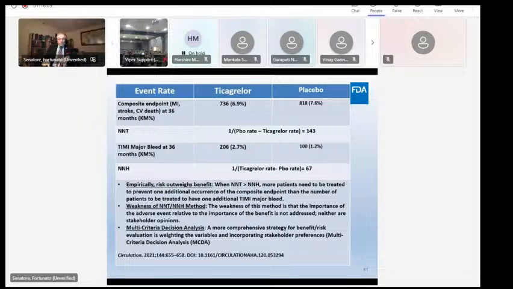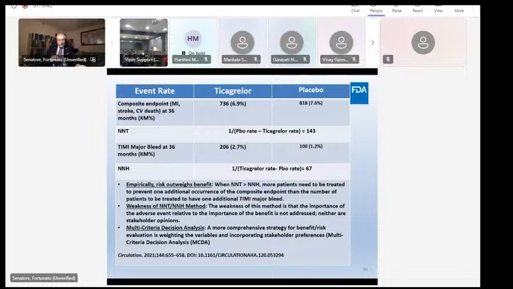There's some trouble with that. When the number needed to treat is greater than the number needed to harm, that is to say, more patients will be harmed than benefited, you run into trouble. But how important is a death, heart attack, and stroke relative to a bleed? Now, if the bleed kills you, it's just as bad as if you died from a heart attack or stroke. If the bleed doesn't kill you and you get a transfusion, you could survive it. So there is more than simple number needed to treat.